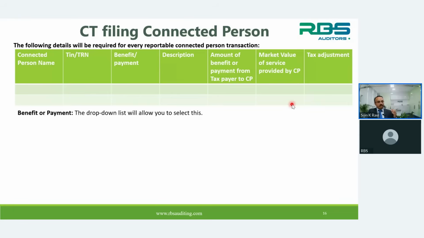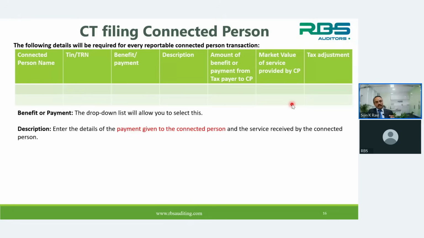The benefit or payment field will be a drop-down list. You can select which benefit you are giving, either salary, commission, bonus, or whatever the benefit is. Then there is a description with details relating to the payment given to the connected person and the service received from the connected person. In that description, mention what exactly you are giving and what type of services, either as managerial remuneration or as a percentage of commission. Whatever the base is, you have to mention it clearly in the description.